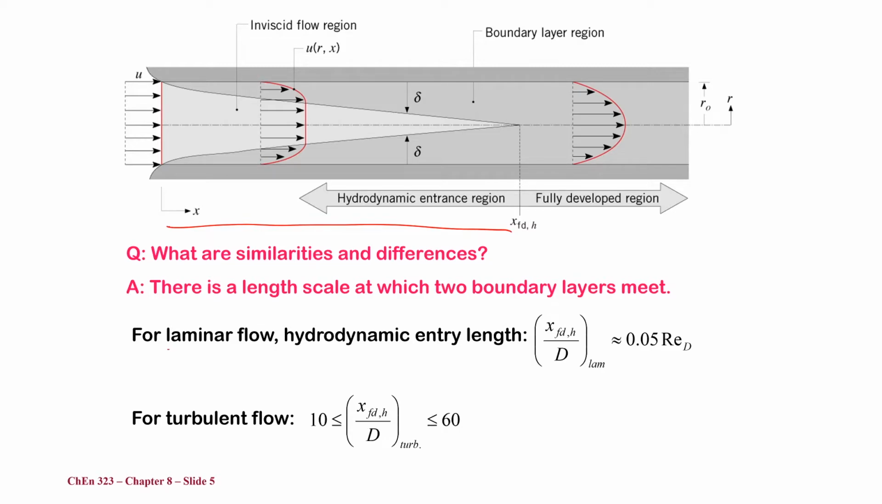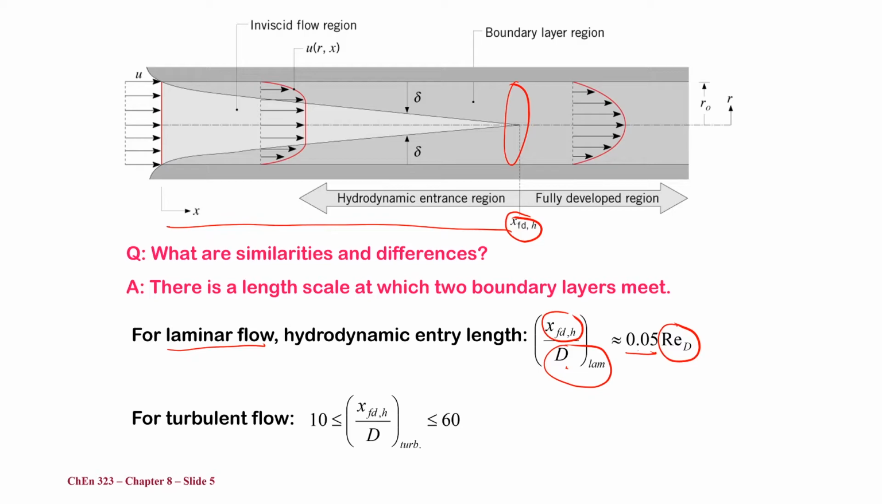So if you have a laminar flow, the hydrodynamic entry length to reach the fully developed flow is the Reynolds number for this particular diameter multiplied by 0.05 multiplied by the diameter. And this is going to give us the length. And as you can imagine, if you have a larger diameter, it will take more distance for these two boundary layers to merge. So it is going to be a greater distance until you reach the fully developed region.